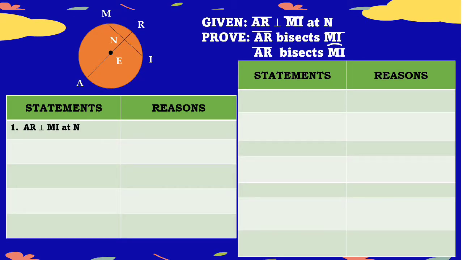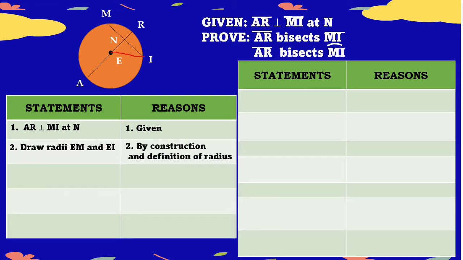Number 1, segment AR is perpendicular to segment MI at N. The reason is given. Let us draw now the radii EI and EM. The reason is by construction and definition of radius. Remember, a radius is a segment formed from the center of a circle and a point on the circle. The third statement is segment EM is congruent to segment EI. The reason, radii of the same circle are congruent.